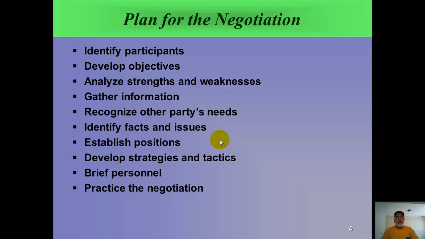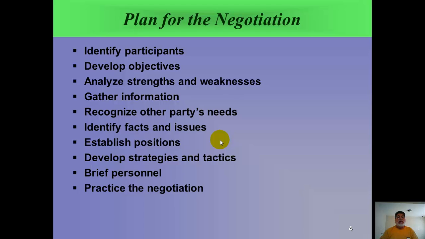So here it is. Here's the plan. Taking that previous slide, let's spell it out. Identify the participants. Who's in your team? Who's in their team? Who's going to be across the table from you? Then develop objectives. What is it that we want? What do we expect to get out of this negotiation? Also, try to determine as much as possible what you think the other side wants out of the negotiation.